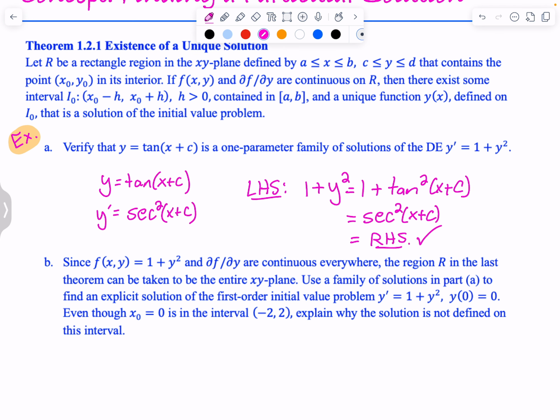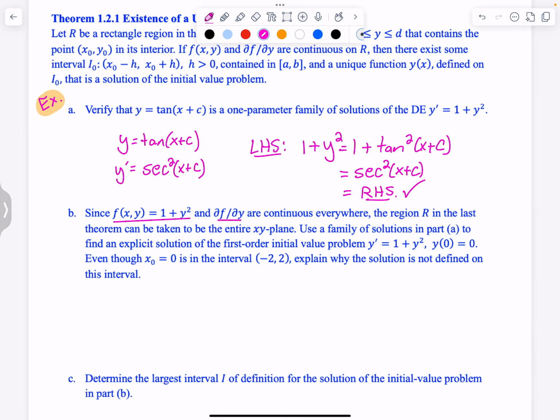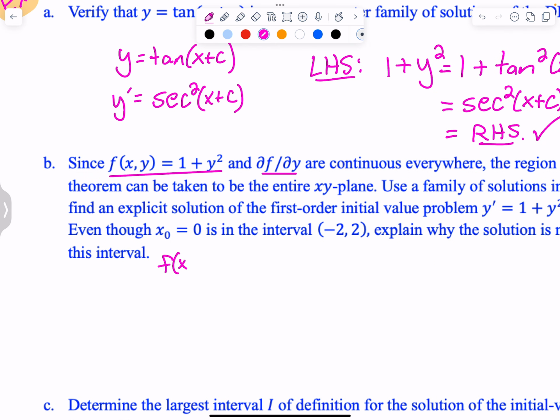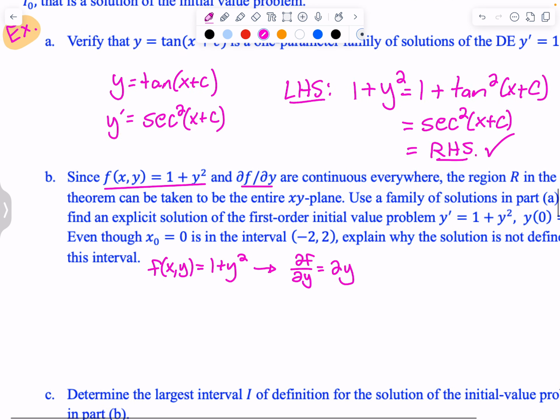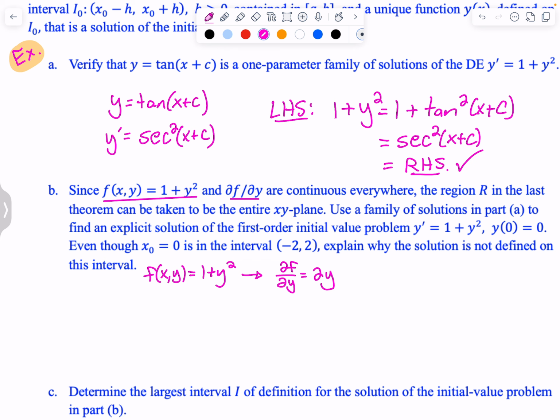All right, so based on the theorem, since this is our first derivative and the second one is the partial with respect to y, those are continuous everywhere. I can pick any y I want. Maybe we should write those down here. f of x, y is equal to 1 plus y squared. The only reason I wrote it down is for this. The partial of f with respect to y is going to be equal to 2y. So I can plug any y's in. So what they're saying is the region R in the theorem can be the xy plane, any numbers you want.